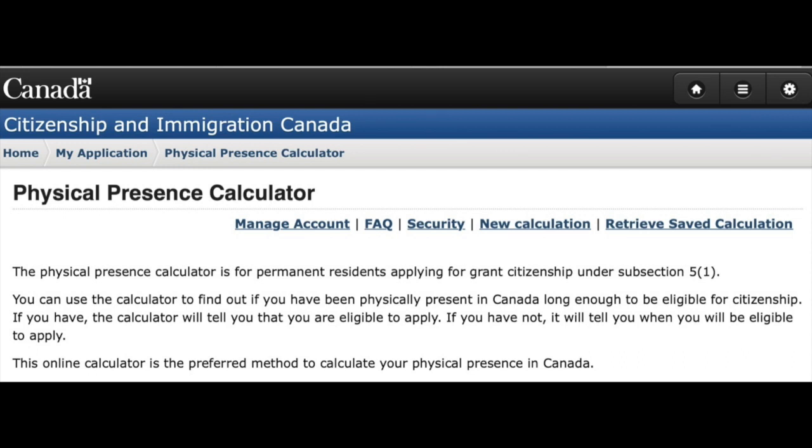Physical Presence Calculator. The Physical Presence Calculator is for permanent residents applying for grant citizenship under Section 5.1. You can use the calculator to find out if you have been physically present in Canada long enough to be eligible for citizenship. If you have, the calculator will tell you that you're eligible to apply. If you have not, it will tell you when you will be eligible to apply. This online calculator is the preferred method to calculate your physical presence in Canada.